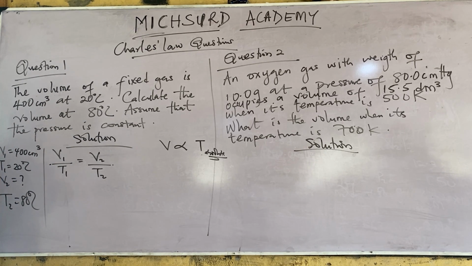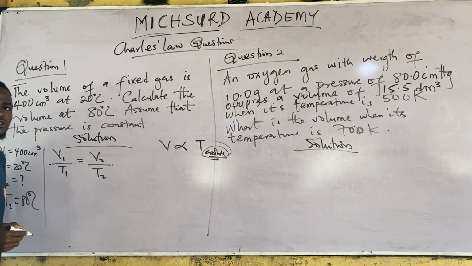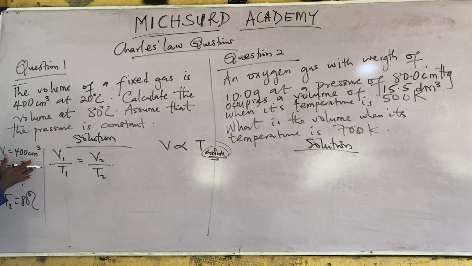But there's something important here. Remember, I said the absolute temperature must be in Kelvin. But the problem we have here is given in degrees Celsius. So we must convert this temperature to Kelvin. How do we convert this? We simply add 273.